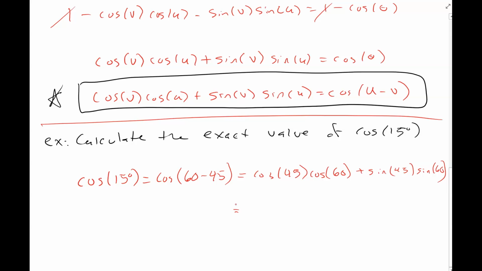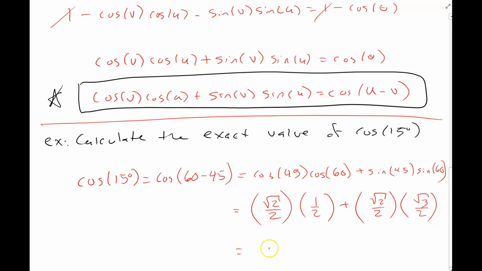Now, if I go to my unit circle, each one of these I can evaluate exactly, right? What's the cosine of 45? It's the square root of 2 over 2. What's the cosine of 60? That's 1/2. What's the sine of 45? Square root of 2 over 2. And what's the sine of 60? Square root 3 over 2.